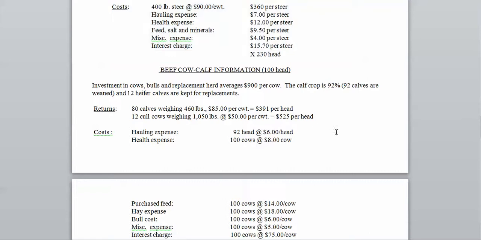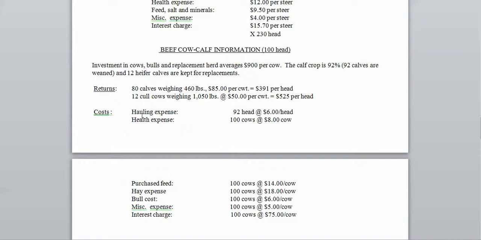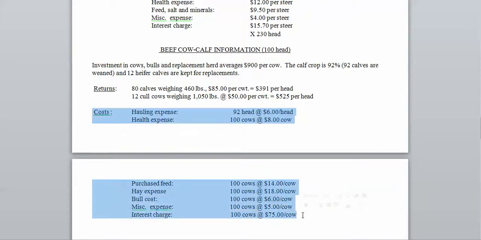For the beef cow-calf operation, we have 80 calves that we're going to sell at $391 a head, and we're going to sell some cull cows. So that's an additional revenue. That's a positive. Increased costs are the new costs of the beef cows.